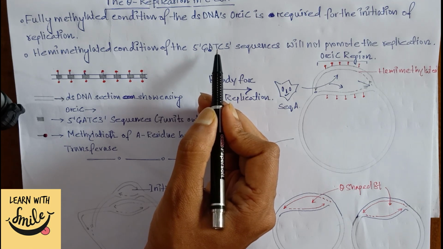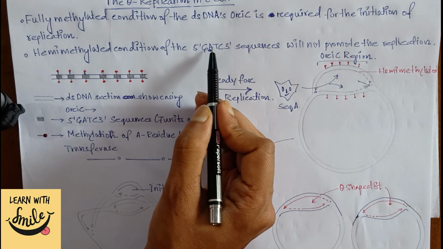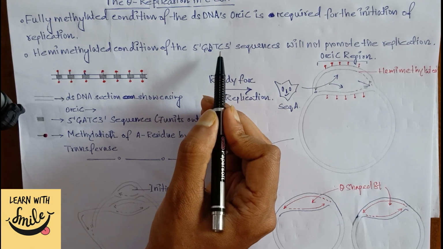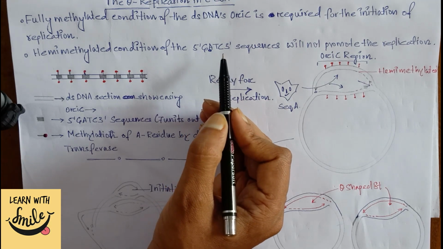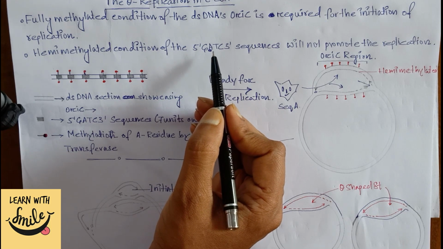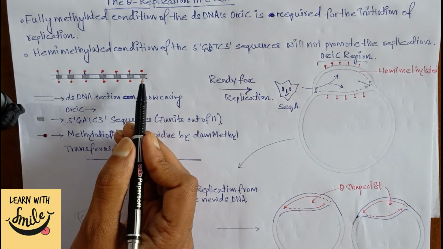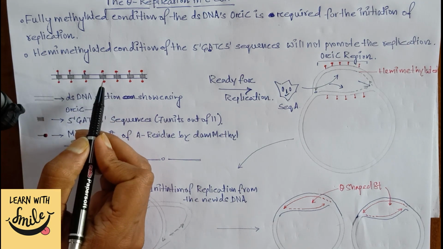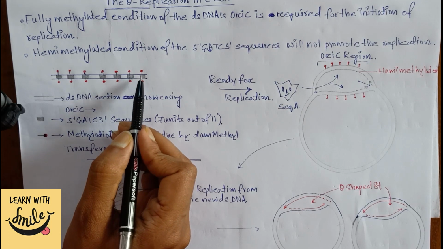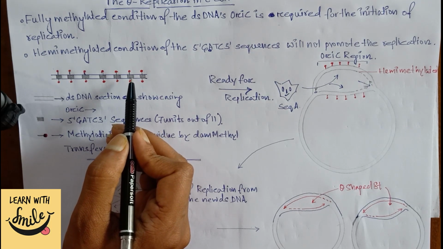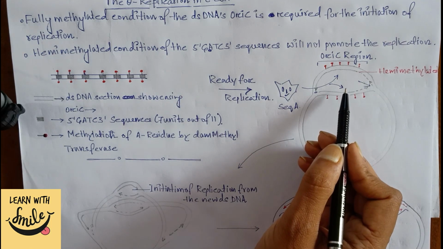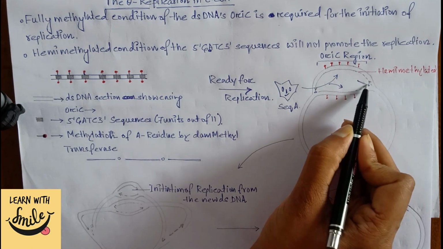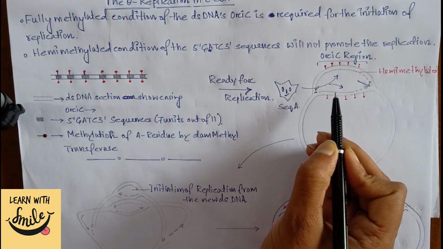Here, one thing is very clear, that if replication needs to occur, then methylation of the adenine residue in all the GATC sequences present within the OriC is a must. Having understood this, let's suppose all the GATC sequences are methylated, and the methylation of the GATC sequences is demarcated by these red dots. Once methylated, the double-stranded DNA will go for replication. Now, as the replication is initiated, there will be the formation of two replication forks, one at this end and the other at this end.